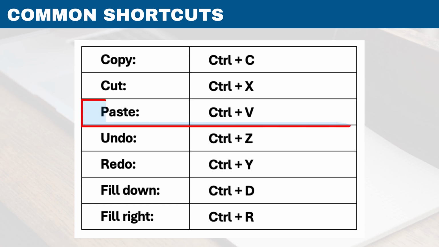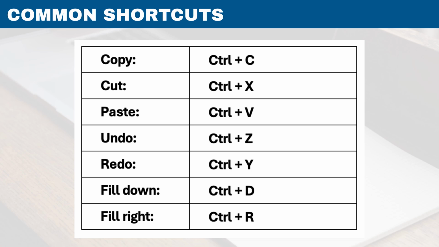To paste data to an individual cell or group of cells, select the cell where you want to paste the copied or cut data and press the Ctrl and V keys simultaneously. The data will be pasted into the selected cell.